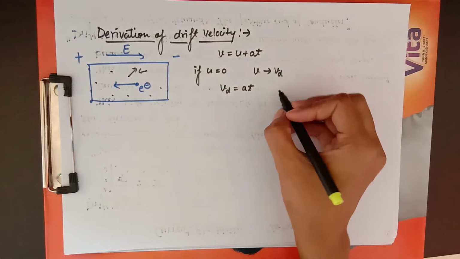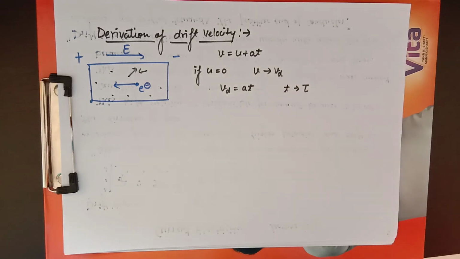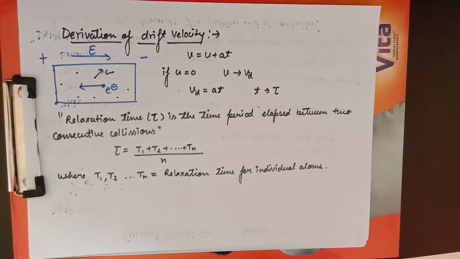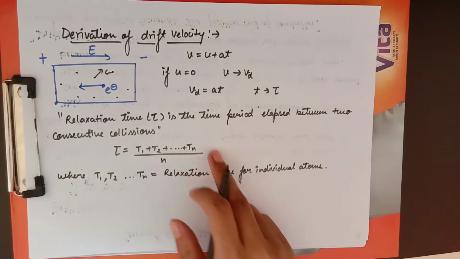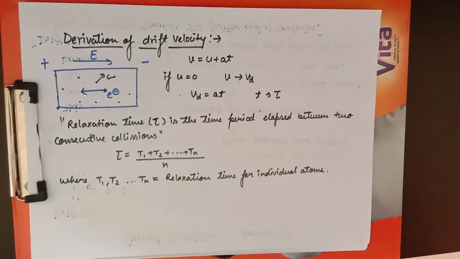Here we show t with a tau. Tau is relaxation time. So relaxation time, we show it by the letter tau. Tau is the time elapsed between two consecutive collisions. So if T1, T2 and so on up to Tn are the relaxation times for individual atoms, then the average of these times is called your relaxation time. If the temperature increases, the relaxation time decreases.